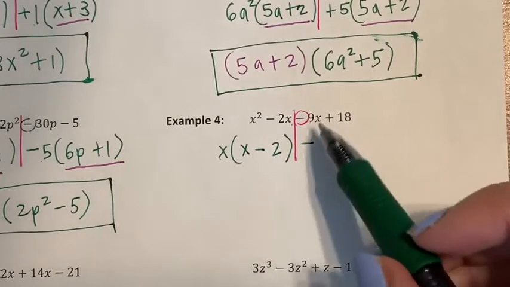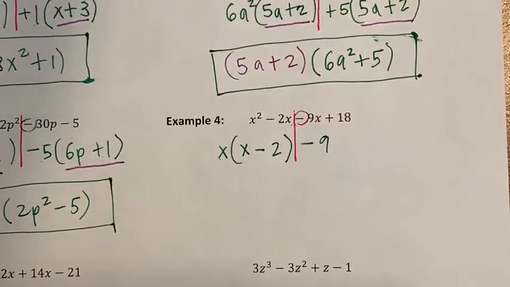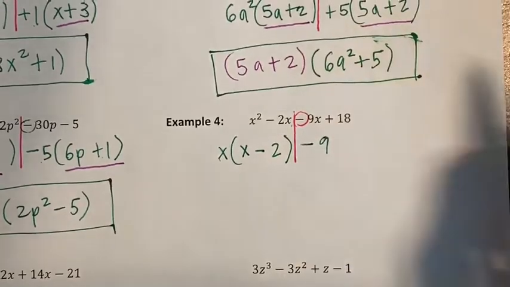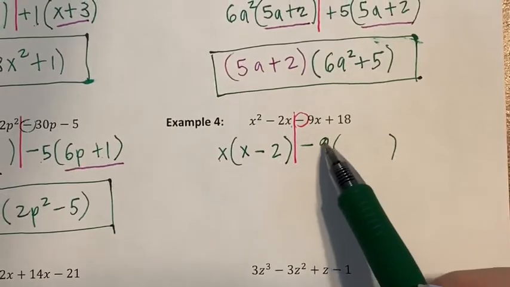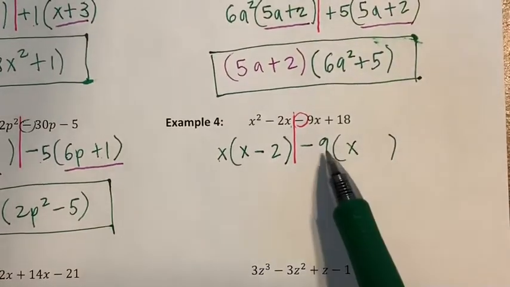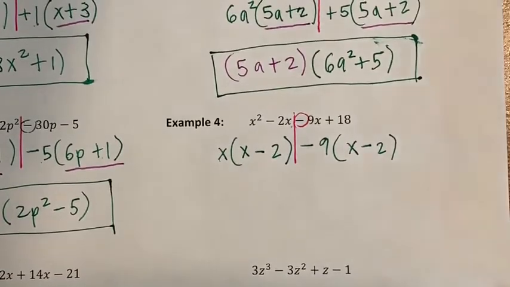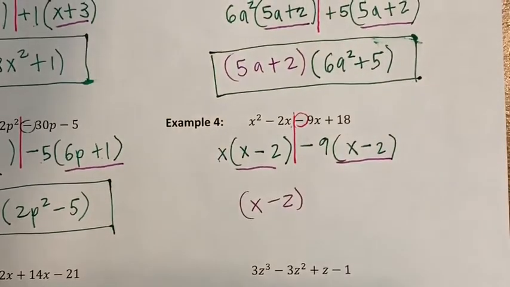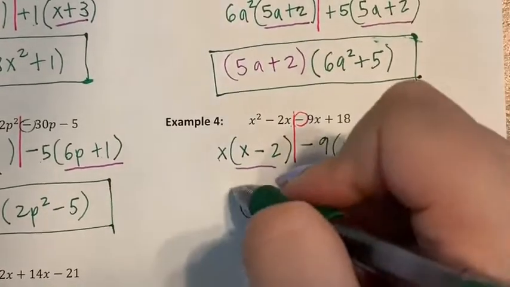In my second grouping, what's the biggest number I can pull out here? I've got negative 9 and 18. Biggest number would be 9, and we said we are going to make that negative because our third term is negative. Put your parentheses because we pulled out the GCF, and now we have to work backwards. So negative 9 times what gives me negative 9x? That would be x. Negative 9 times what gives me 18? That would be negative 2. And we can see what's in common, or our common factor is the x minus 2. And our leftovers in this case are the x and the negative 9.